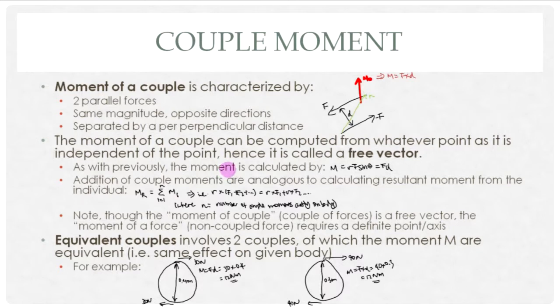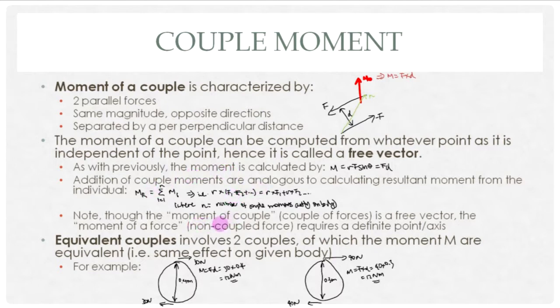So as with previously, the moment is calculated by M is equal to r sine theta, or Fd. Addition of couple moments is analogous to calculating resultant moment from the individual. So M_R is equal to the sum of M_i, from 1 to n. What that effectively means is that r times (F1 plus F2 plus F3) is equal to r times F1 plus r times F2, etc. And there's a number of couple moments acting on the body. So this is just a more advanced way of saying that.